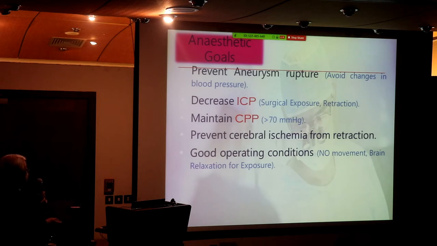You have to play it carefully because you have to avoid sudden changes in blood pressure, especially on induction. God willing he will pass through, but if you have swinging changes at the beginning, he can rupture. Decrease intracranial pressure with your intubation, and maintain cerebral perfusion pressure at all times, more than 70 millimeters of mercury if you can. And prevent cerebral ischemia, because the surgeon is going to put in many retractions since it's deep. And good operating conditions: if you don't facilitate his work, he will never reach the aneurysm. So no movement, very well relaxed, a soft brain, and he wants to expose it.